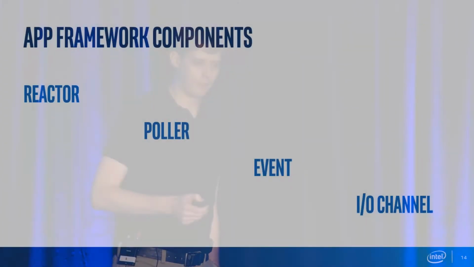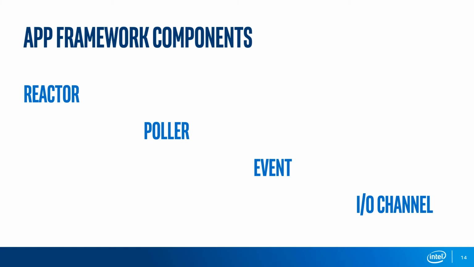So we're going to talk about four different things, four components of the application framework: the reactor, the poller, the event, and the I/O channel. These are the building blocks for asynchronous applications.